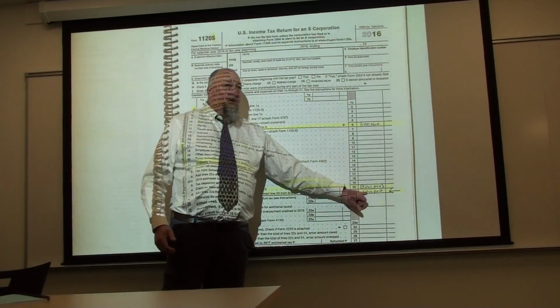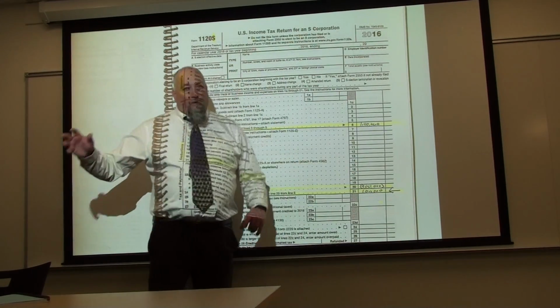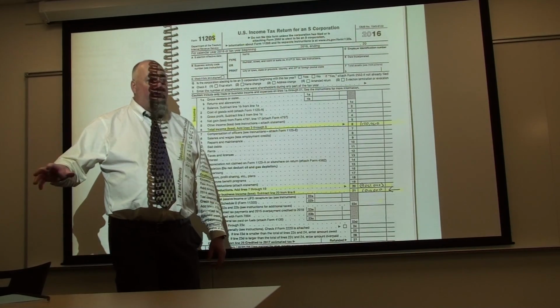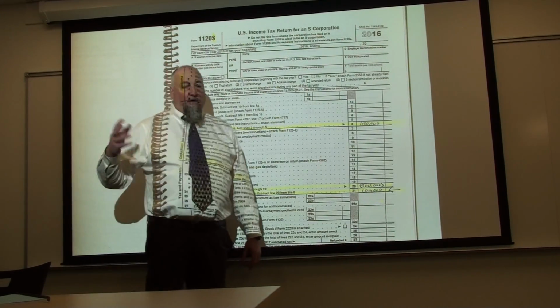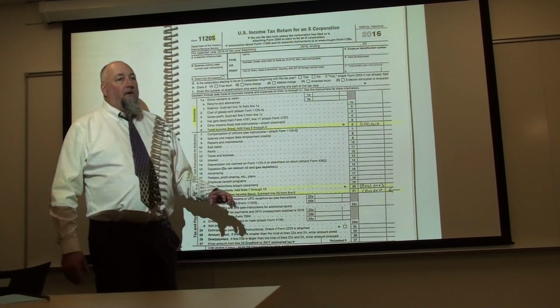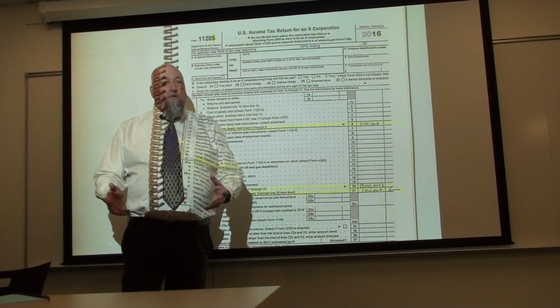So if we have $100,000 of ordinary business income, we better have $100,000 show up on the individual owner's tax return 1040 form when they file that in April. So that's why we call this an information return, because it's showing how much profit is going to be distributed to the owners.